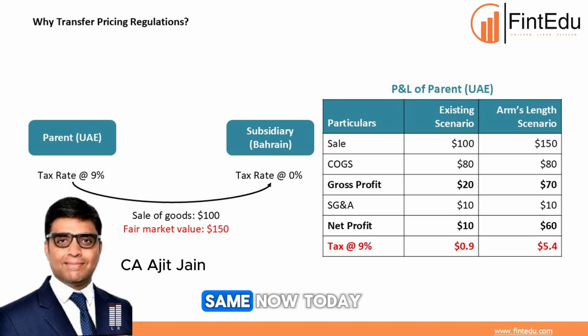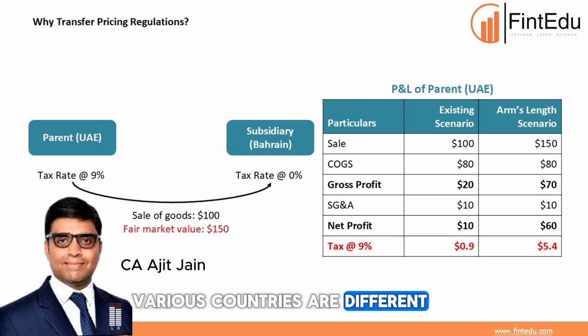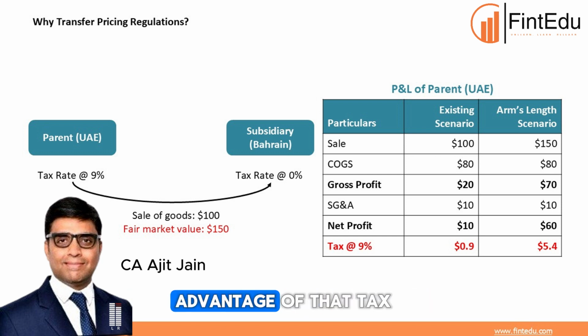And because of the same, today more than 80 countries have transfer pricing regulations in the world, because it's an area where significant base erosion can happen, because the tax rates amongst various countries are different, and one can take advantage of the tax rate and keep the profitability within the group by not following fair market price or arm's length pricing.